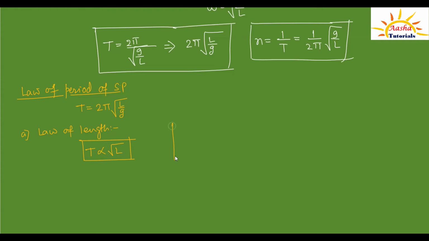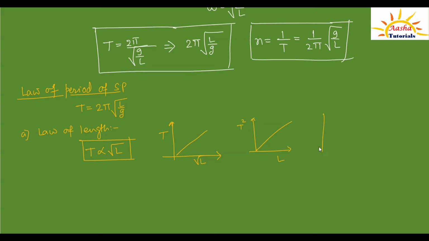And here, if you plot a graph, sometimes questions related to this graph are asked. If you plot a graph of T versus root of L, as it is direct proportion, we will definitely get a straight line graph. Or sometimes, if we square both sides and draw a graph of T square versus L, that will also again be a straight line.